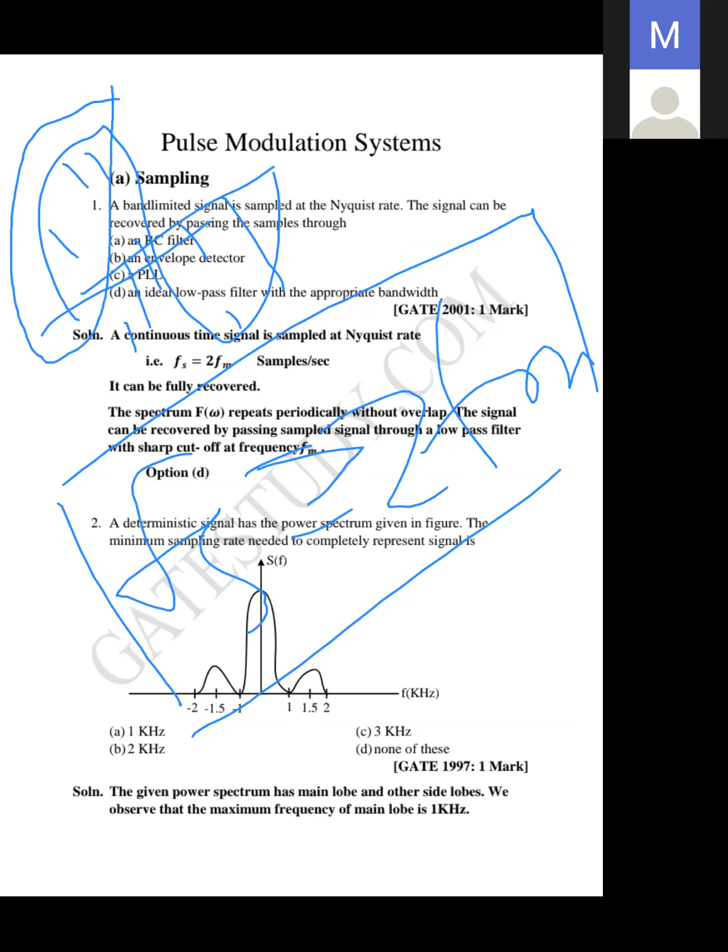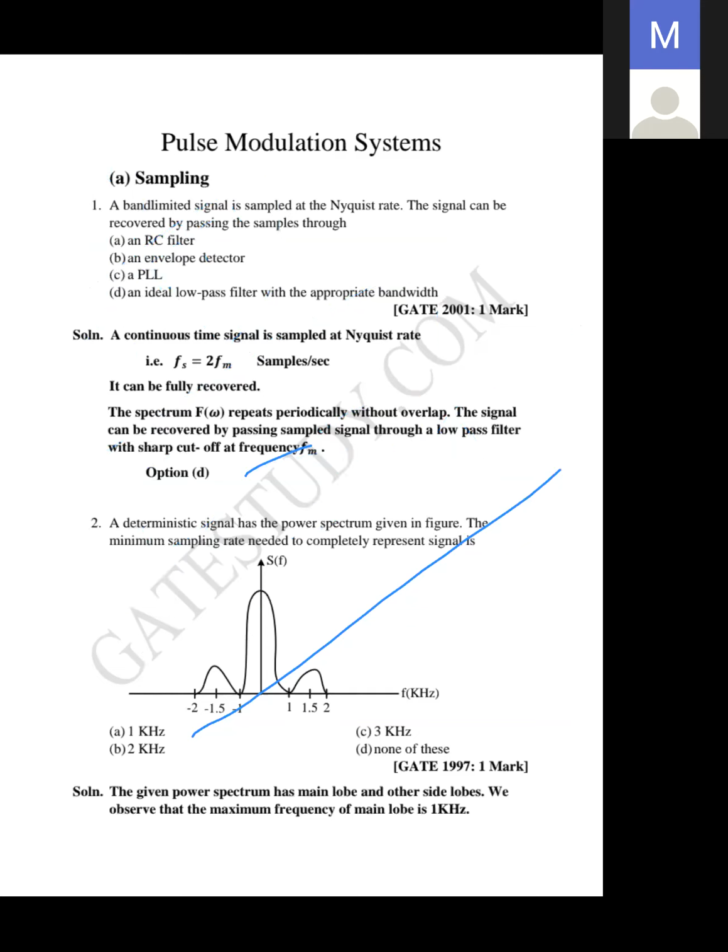The combination of sampling, quantization, and encoding, these three, is called analog to digital conversion. When going for analog communication, we don't need these three processes; we can directly process the signal. If we go for digital communication, we need these three processes to get the desired outcome. Now we will see some problems based on these things.